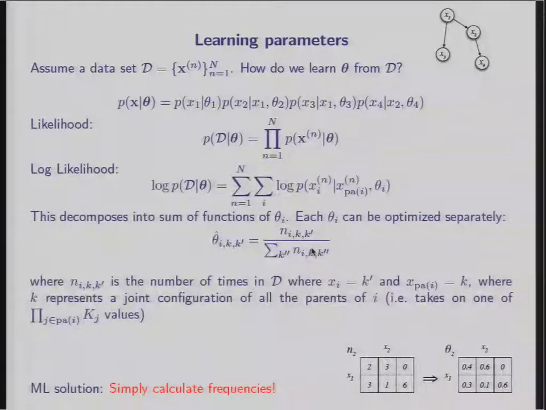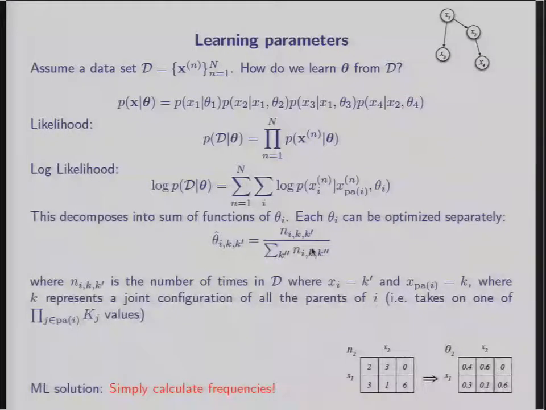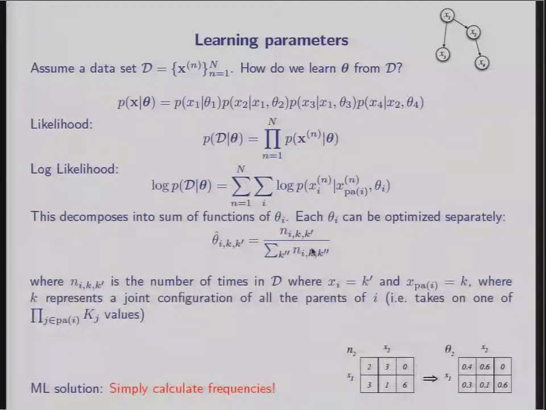Assume you have a data set D of observations of all of these variables. We have n of these observations. We assume that they came IID from a graph with this structure. We are going to assume that the structure is fixed. And then we write down the likelihood. Because it was IID, it's a product over data points of P of the nth data point given the parameters. Then we want to maximize the likelihood, or equivalently maximize the log likelihood.